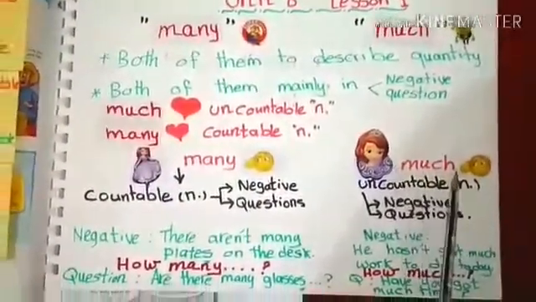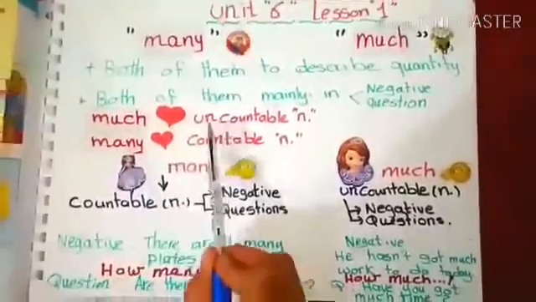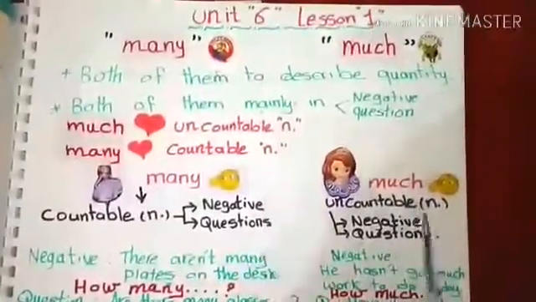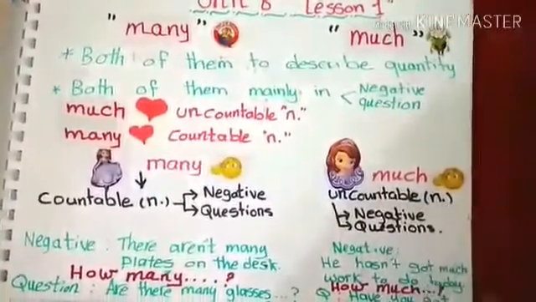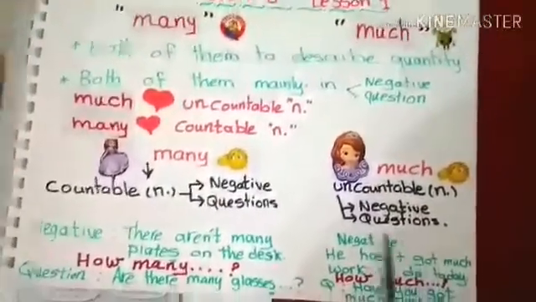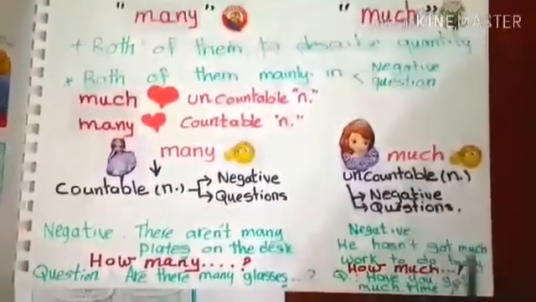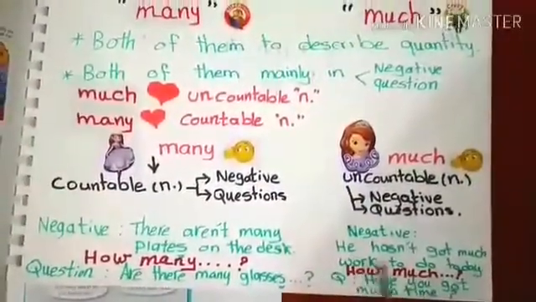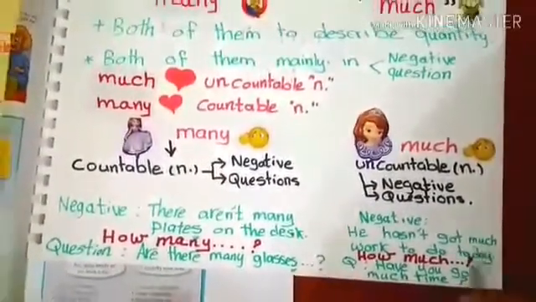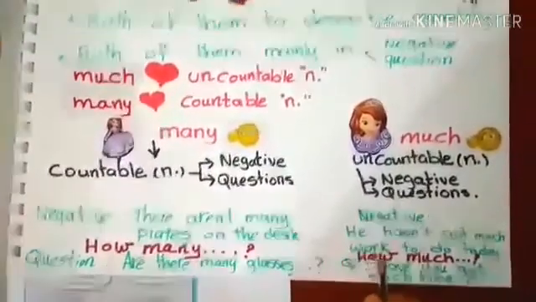What about much? Much, as we said before, loves the uncountable noun. So we use much for the uncountable noun to make a negative sentence or to make a question. Negative like: he hasn't got much work to do today. We used much with work because much is for uncountable and work is an uncountable noun.